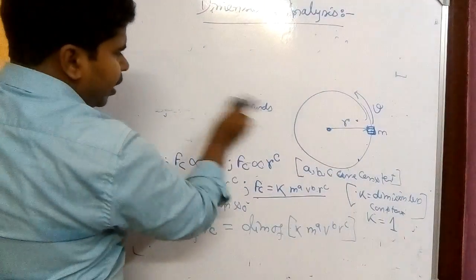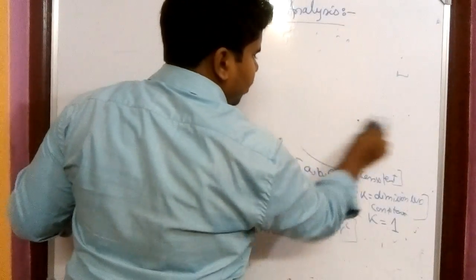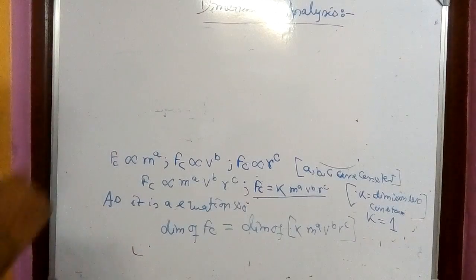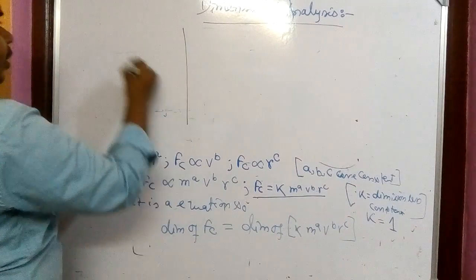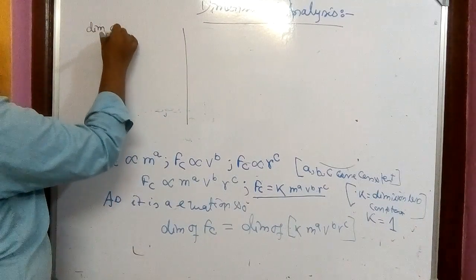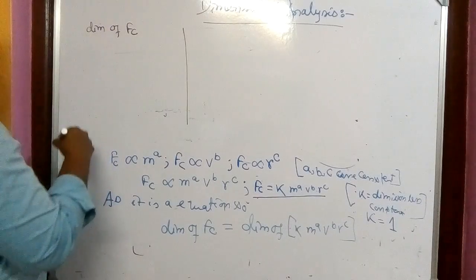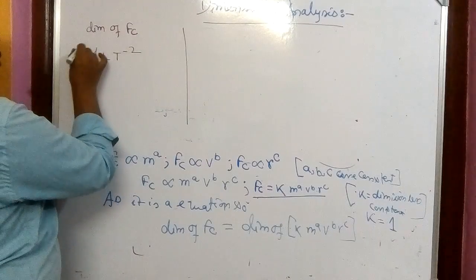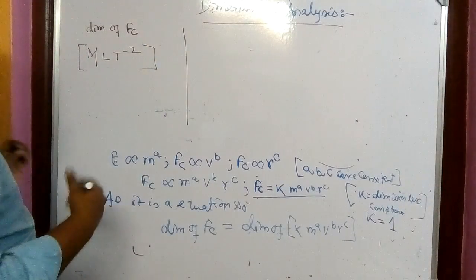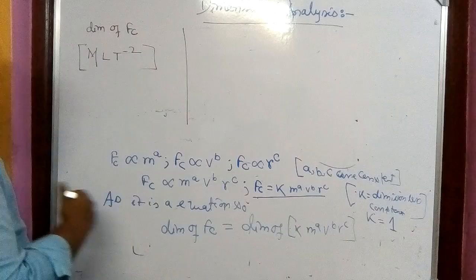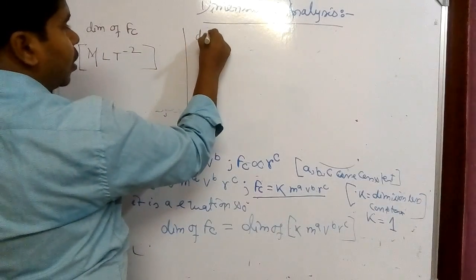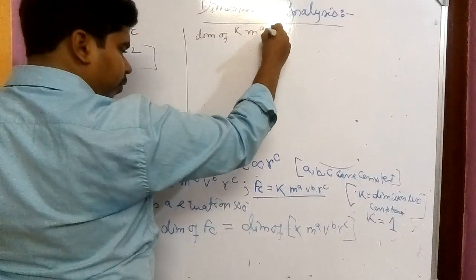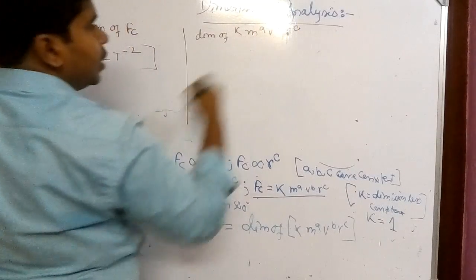Maybe it seems to be a little harder, but just see it properly. I think it will be very much easier for you. So dimension of FC, I have written here. What is it? It is a force. So dimension of force we know is M L T to the power minus 2. That is the dimension of force. We have already learned. Dimension of this one, so dimension of K M to the power A, V to the power B, R to the power C.